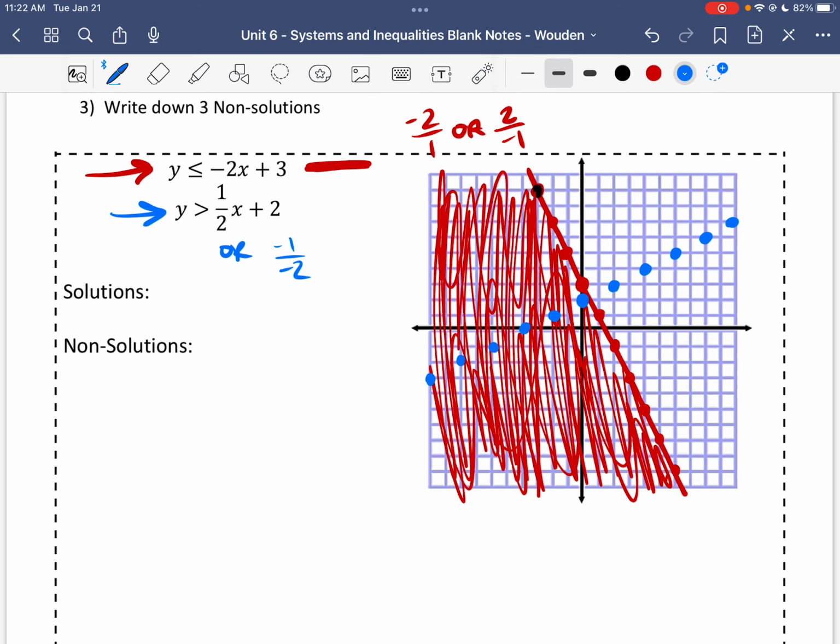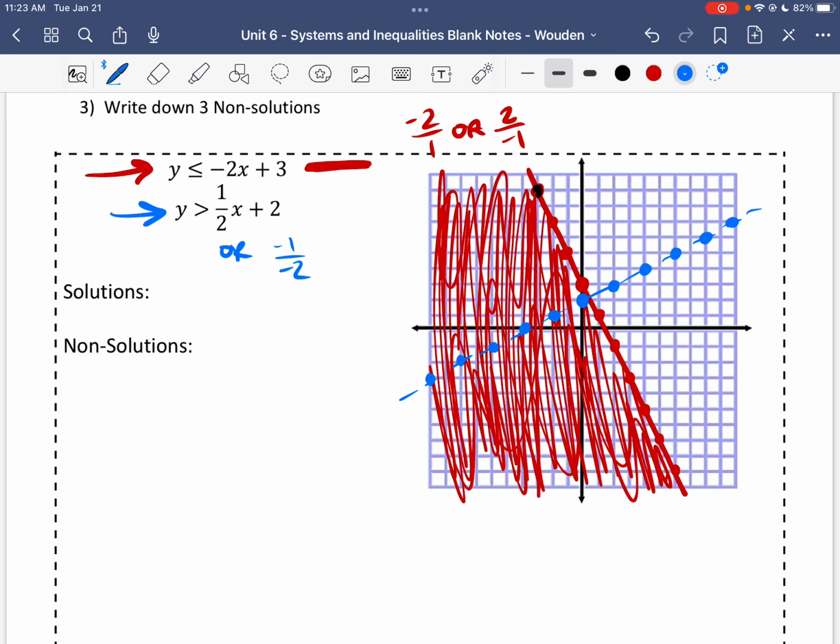Okay, now we need to decide if this is a dashed line or a solid line. Well, because it is greater than, it's a dashed line, okay? So I'm going to draw my line dashed. Remember, do not draw a solid line or else it will be wrong.